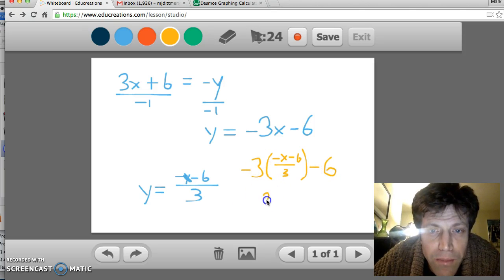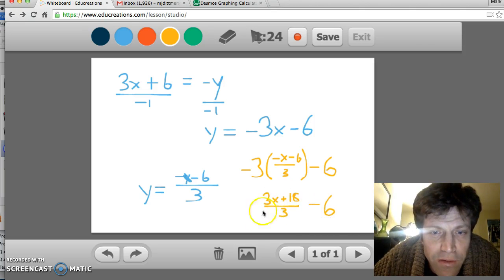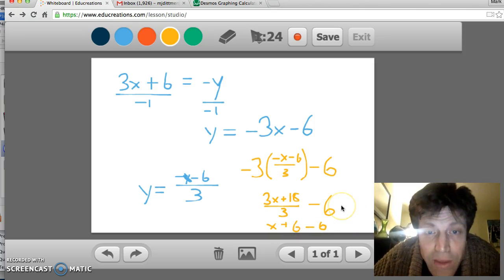Distribute, and you get positive 3x plus 18 over 3. And I guess there are other ways to have done what I just did right there. Minus 6. And that's going to simplify to x plus 6 minus 6, or x. So yeah, these are inverses. Okay, let's see what happens when we graph them.